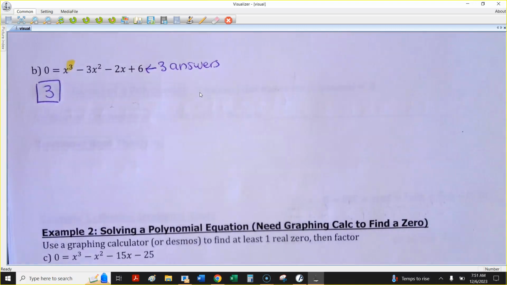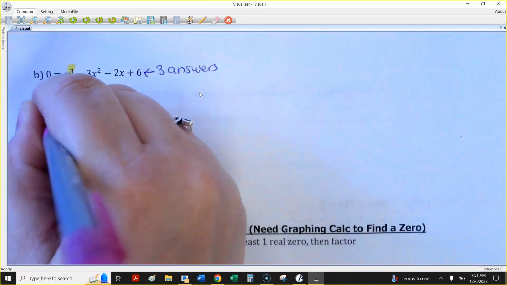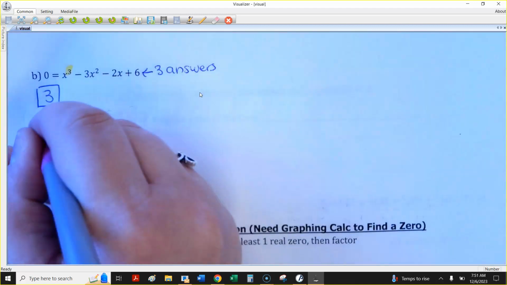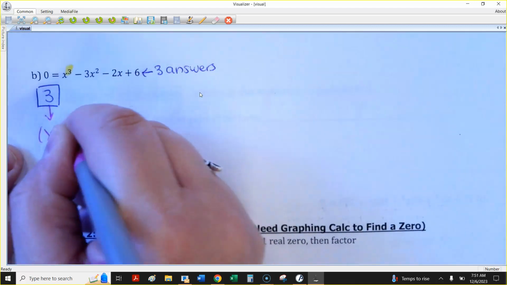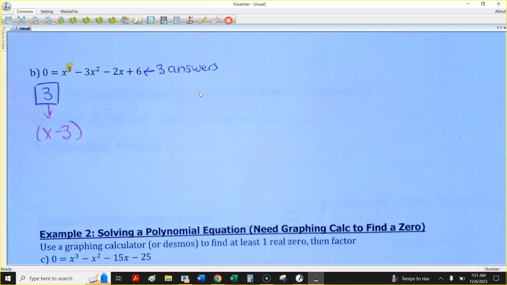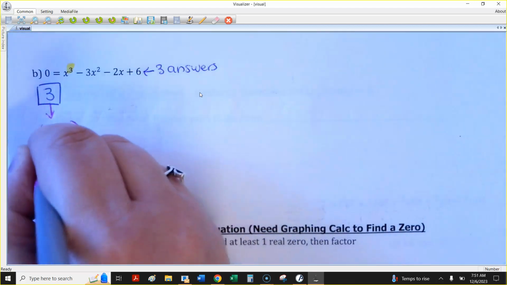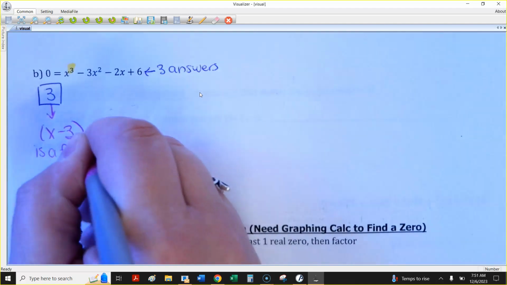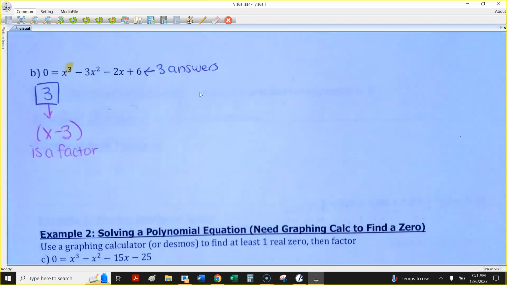Exactly. Okay, so here's what we're going to do. We're going to take our nice answer, which was the 3. So that means x minus 3 has to be a factor of this polynomial. If something's a factor, you can use that to break down the polynomial because it will divide into the polynomial evenly. Okay, so basically I'm going to break this polynomial down into factors using that information from the graph.